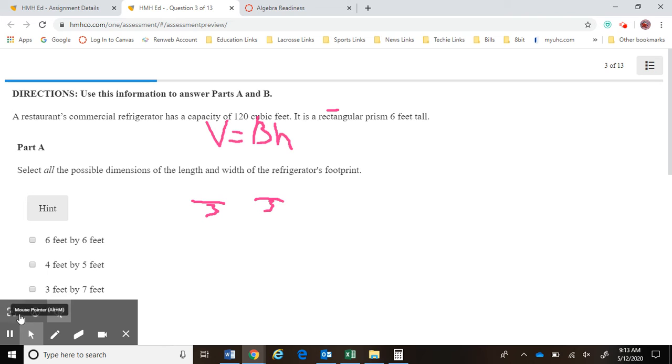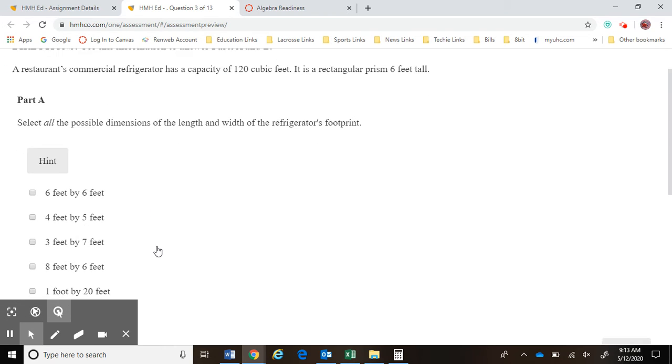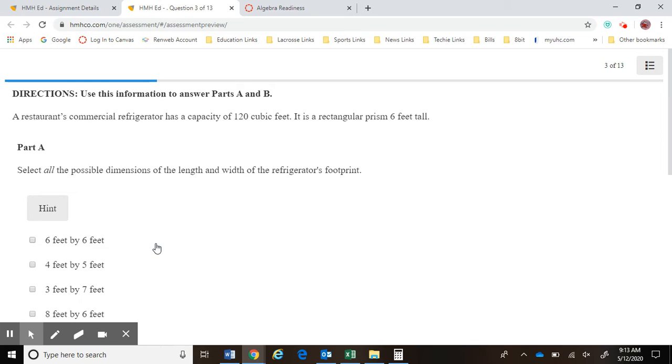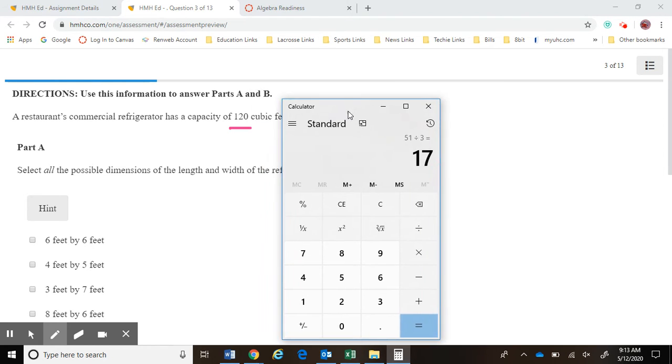Let's clear my screen off. There are 2 parts to this. A restaurant commercial refrigerator has a capacity of 120 cubic feet. It's a rectangular prism that is 6 feet tall. Select all the possible dimensions, the length and width of the refrigerator's footprint. So I'm looking for 3 numbers that I can multiply together to get 120, and I know that one of them has to be 6. So we're going to pull up our calculator and do each one of these.